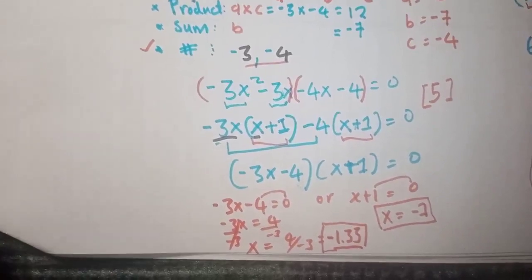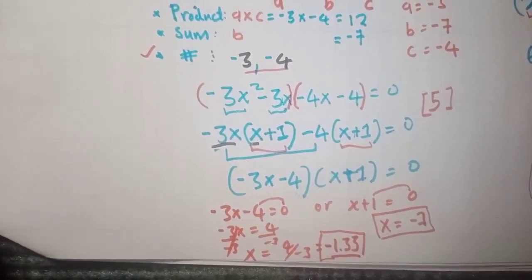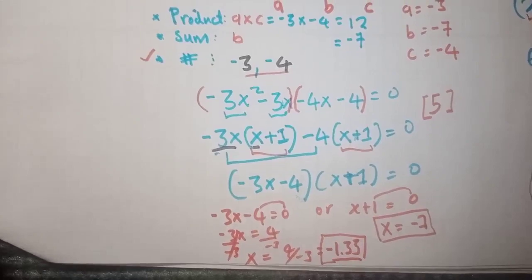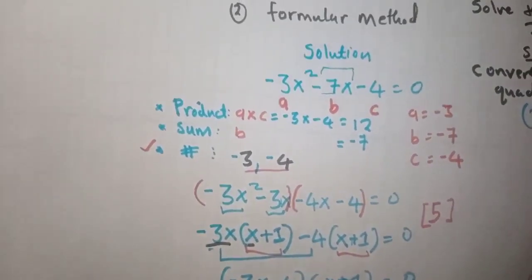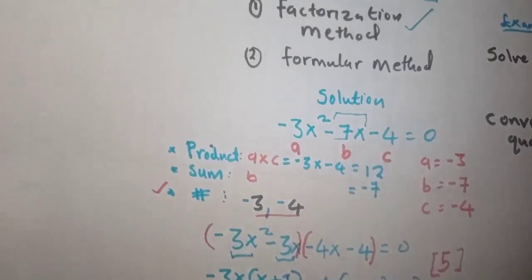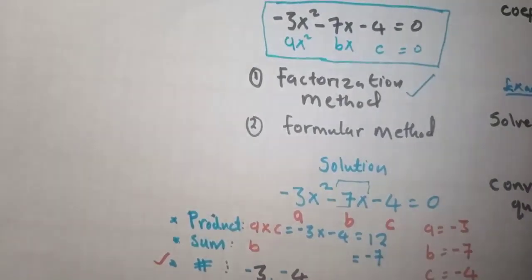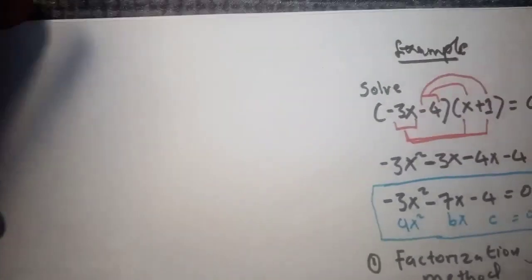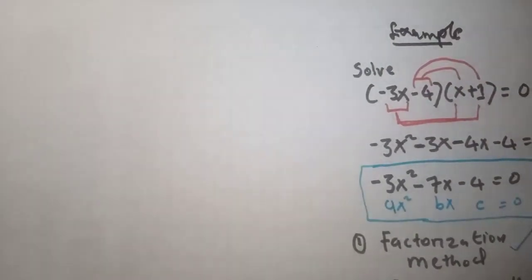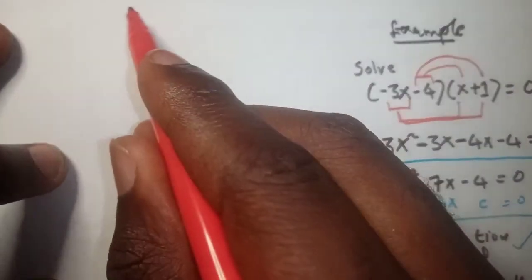If you are not clear, you can simply watch the video again, slowly by slowly, pause whenever you want to understand something, replay the video. So this is the factorization method. I hope you've learned something. So let's look at the formula method. I think it's the easiest.